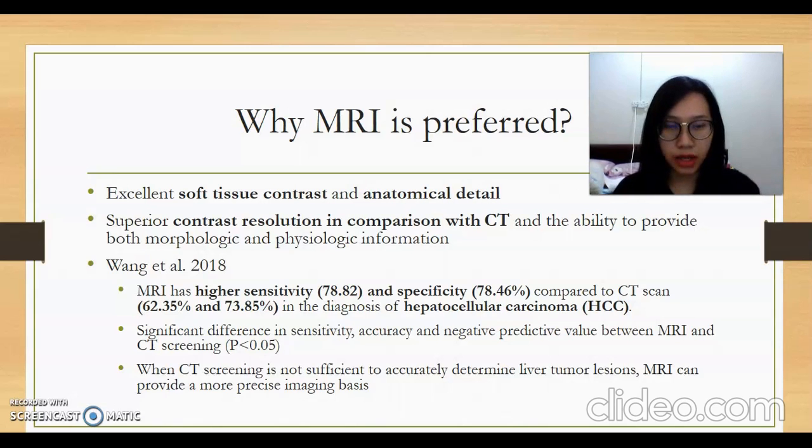From a journal by Wang et al., it has been found that MRI has higher sensitivity and specificity, which is 78.82% for sensitivity and 78.46% for specificity, compared to CT scan, which is lower, 62.35% and 73.85% for the diagnosis of hepatocellular carcinoma. So there is a significant difference in sensitivity, accuracy and negative predictive value between MRI and CT screening. In this article, it was concluded that when CT screening is not sufficient to accurately determine liver tumor lesions, MRI can provide a more precise imaging basis.